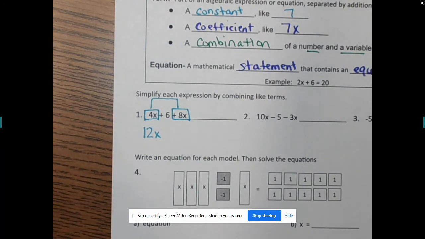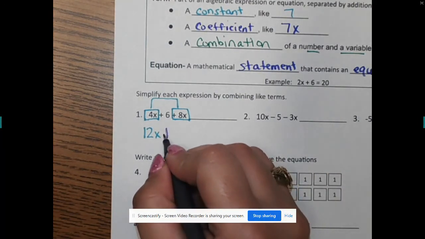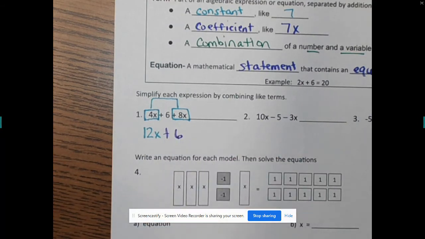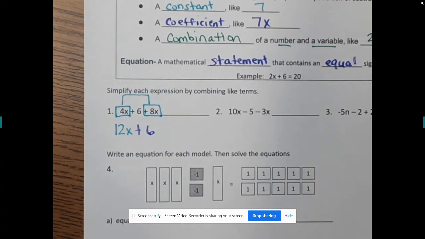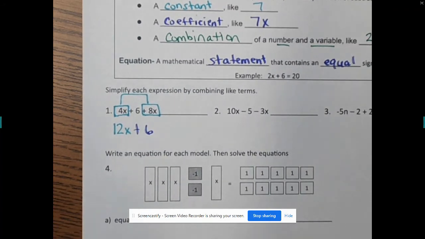What else is on here? What's left? Plus 6. Okay, we're not solving it. We're just combining like terms. That's it. Pretty easy? All right, let's look at the next one.